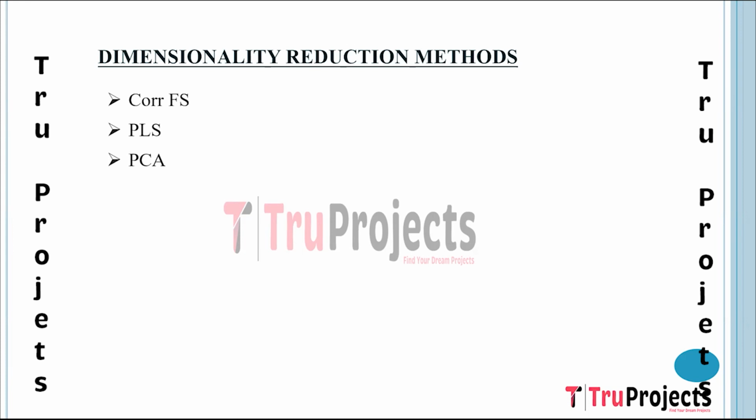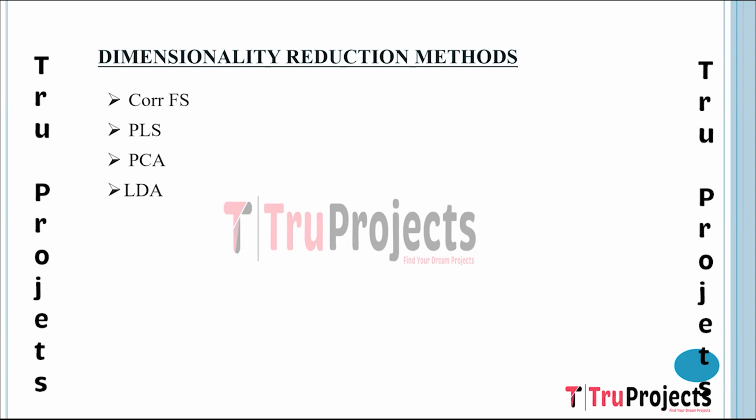PCA, Principal Component Analysis. PCA transforms correlated variables into a smaller set of uncorrelated components, principal components. It aims to capture the maximum variance in the data with fewer dimensions, making it easier to analyze while retaining most of the information.